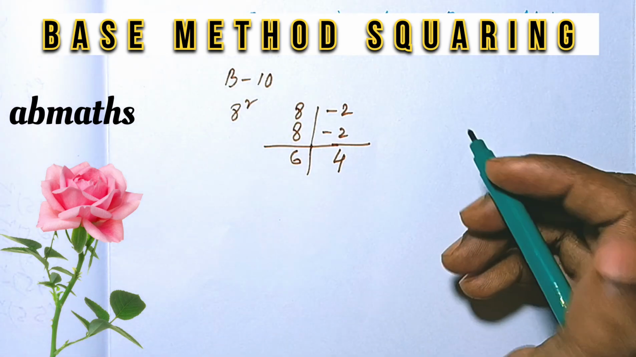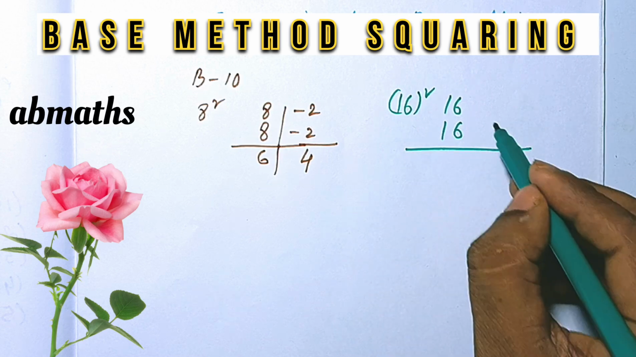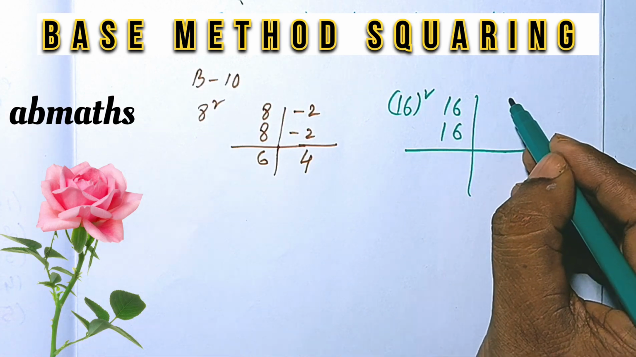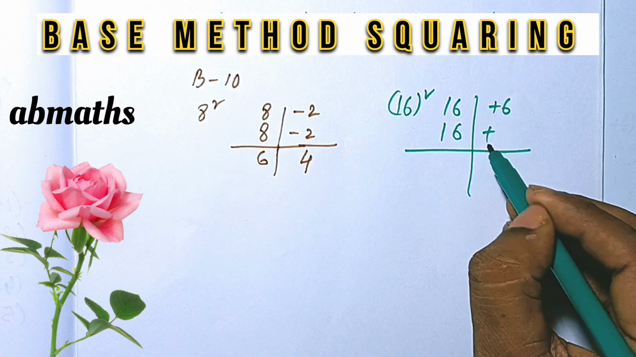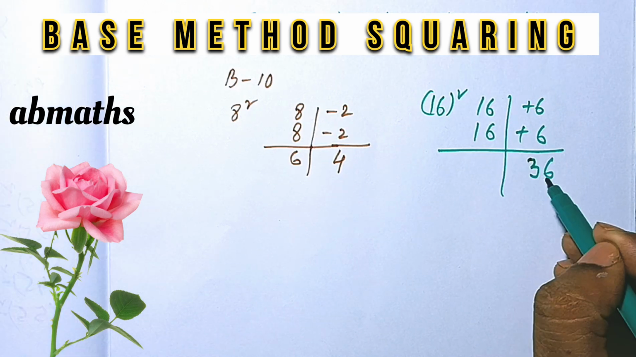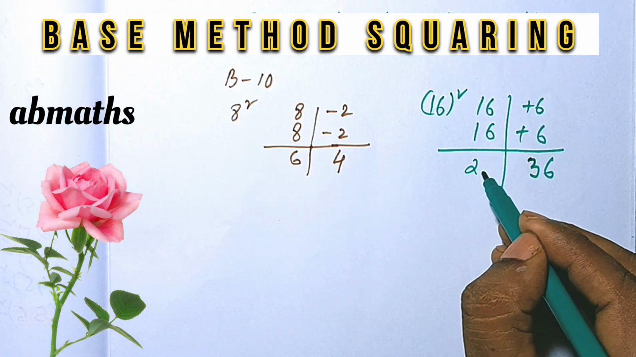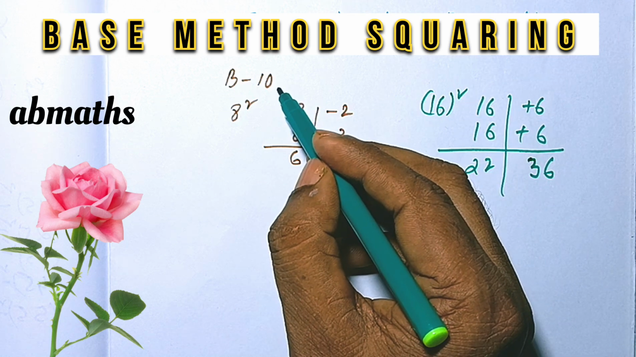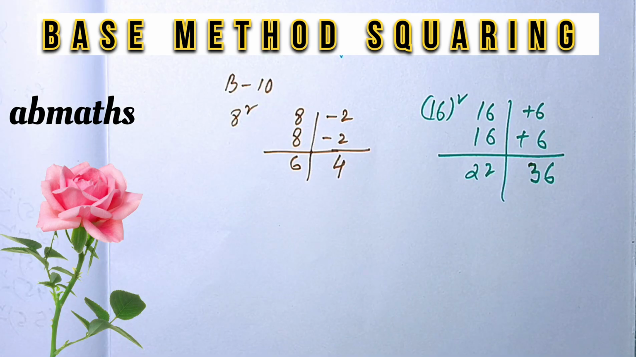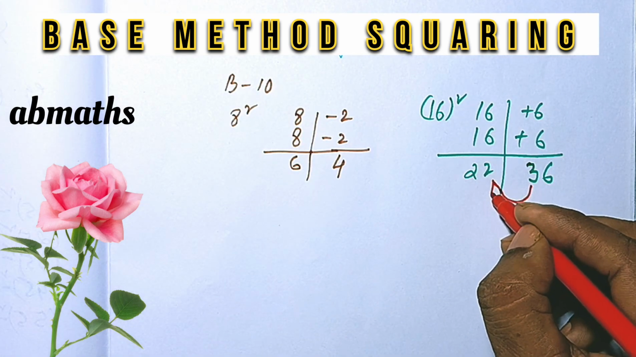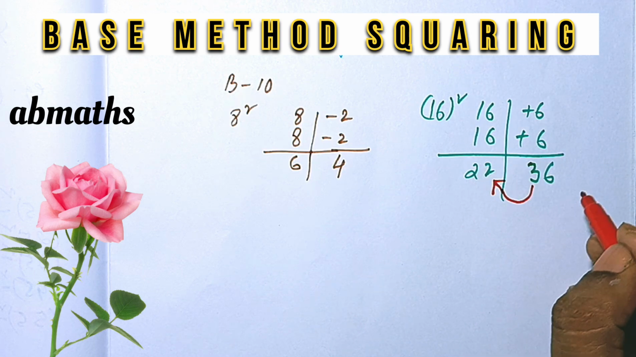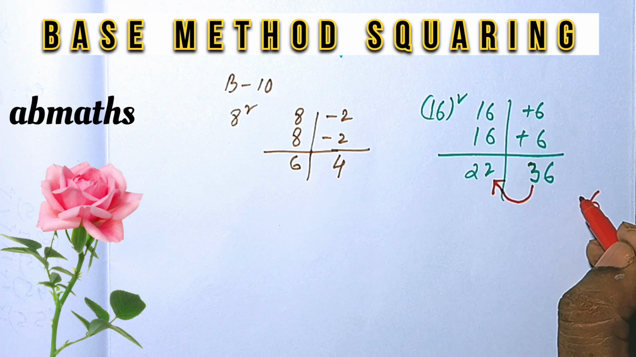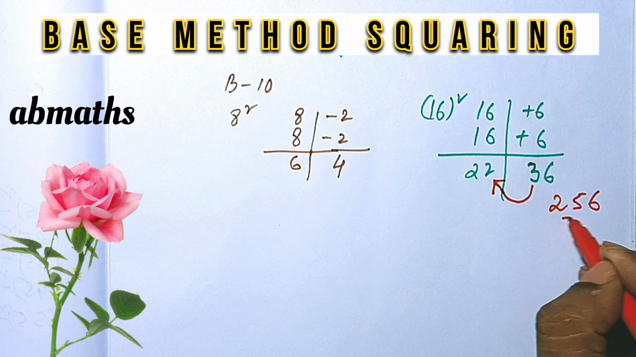Why don't we do 16 square? So this 16 is 6 away from 10. In both cases, 6 times 6 is 36, and 16 plus 6 is 22. Since we are having a 10 in the base, we have to move these two to the left hand side. So we have 6, 3 plus 2 is 5, and 2 is our answer.